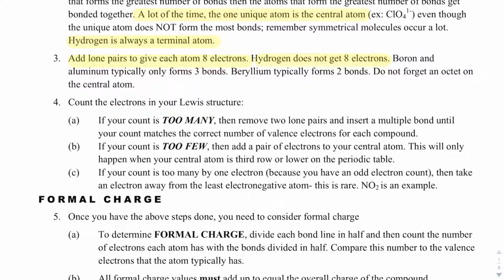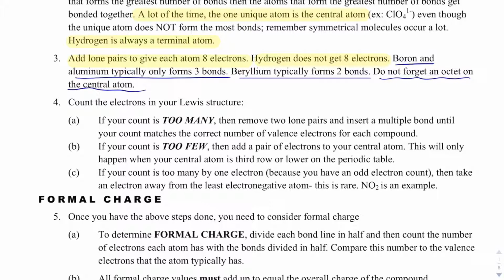So it does not get 8 electrons. And just some things that sometimes show up is that boron and aluminum typically only form 3 bonds, whereas beryllium typically forms 2 bonds. And you don't want to forget an octet around your central atom.